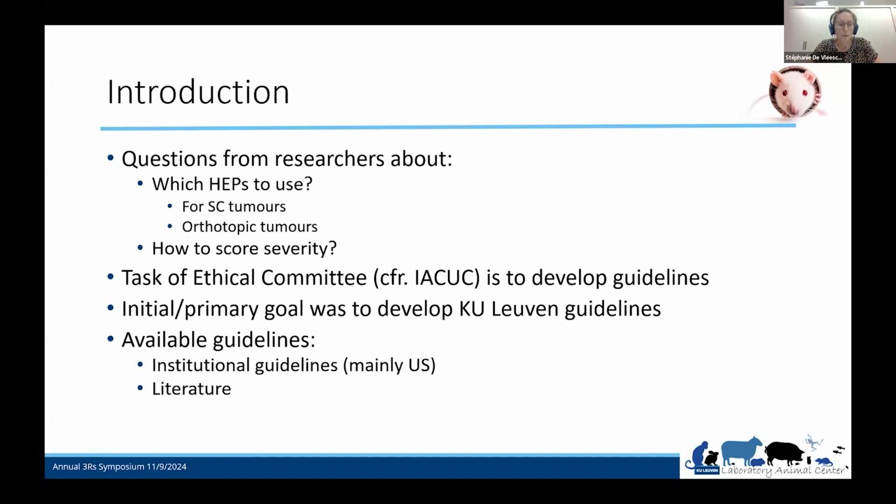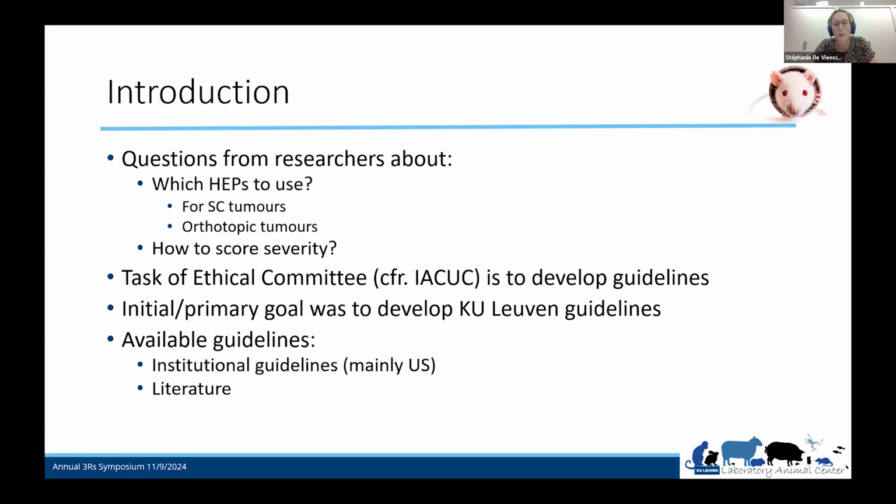How did all of this start? I'm a member of the ethical committee, and as a designated vet, I get a lot of questions from researchers like which humane endpoints should I use for subcutaneous tumors, but also for orthotopic tumors, and how should I score severity? And it is the task of the ethical committee, which is comparable, of course, to the AWIC in the US, to develop guidelines. And the initial or primary goal was to develop guidelines for KU Leuven, our institute.